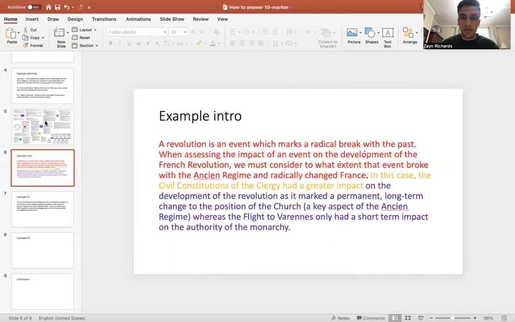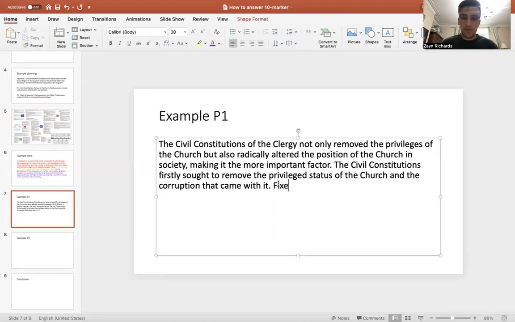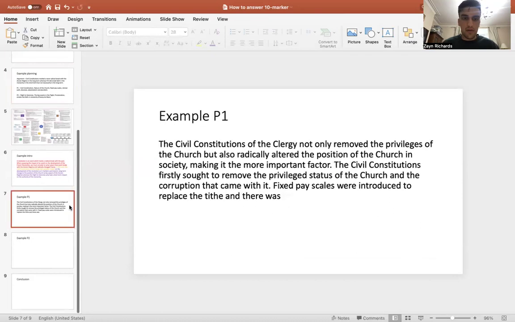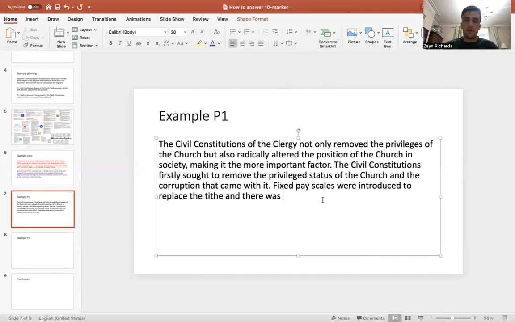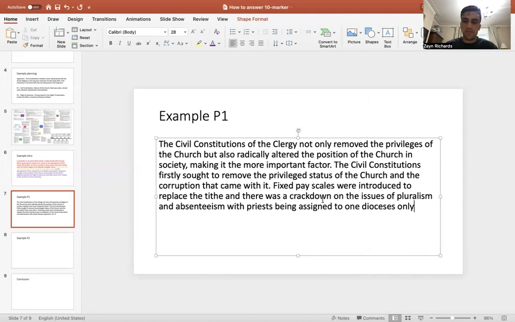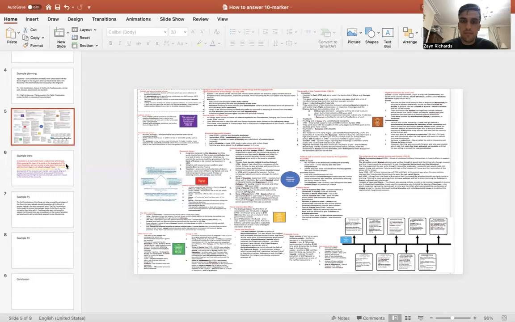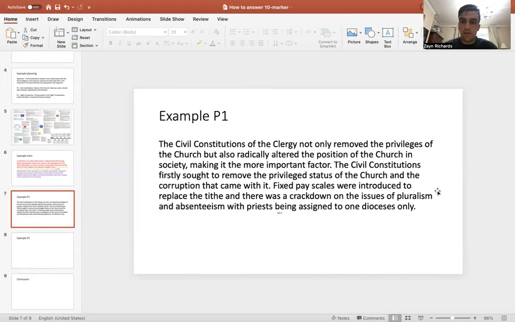Then here I'm going to talk about the fact that fixed pay scales were introduced to replace the tithe. And there was a crackdown on the issues of pluralism and absenteeism, and with priests being assigned to one diocese only.